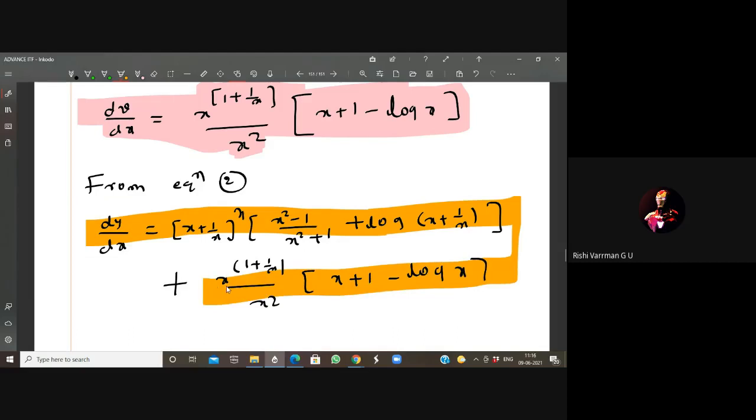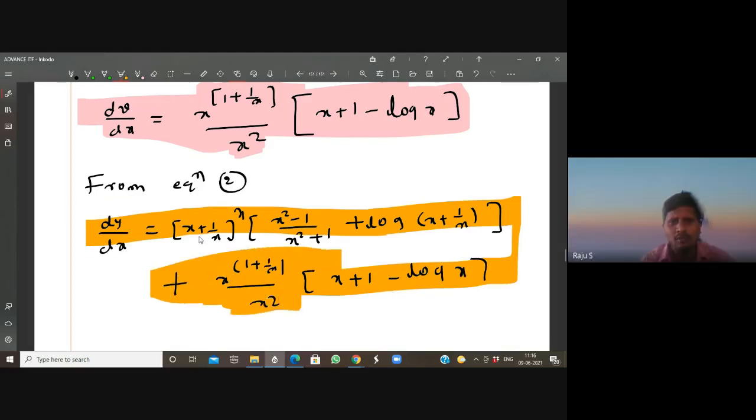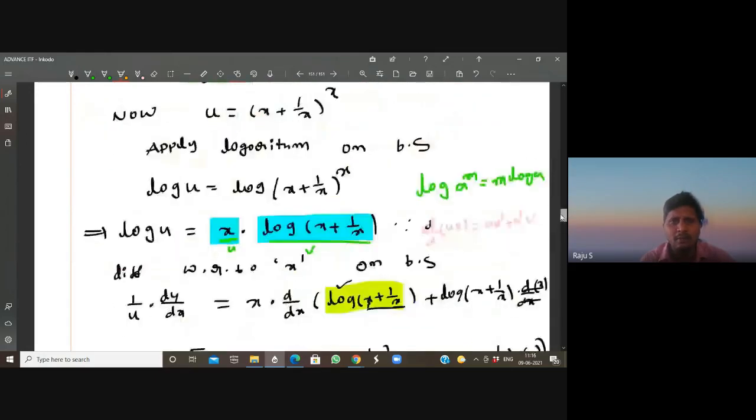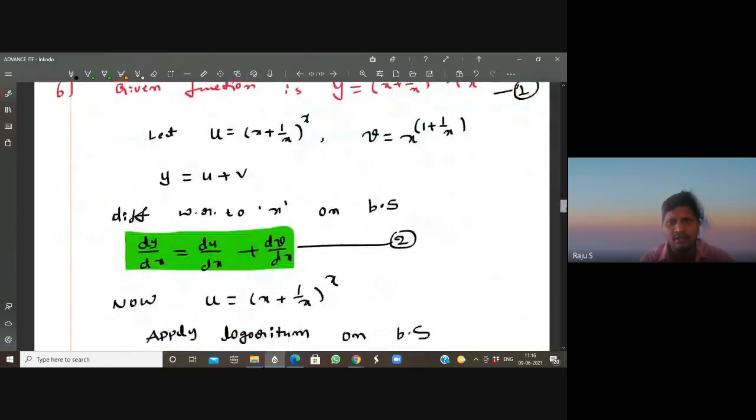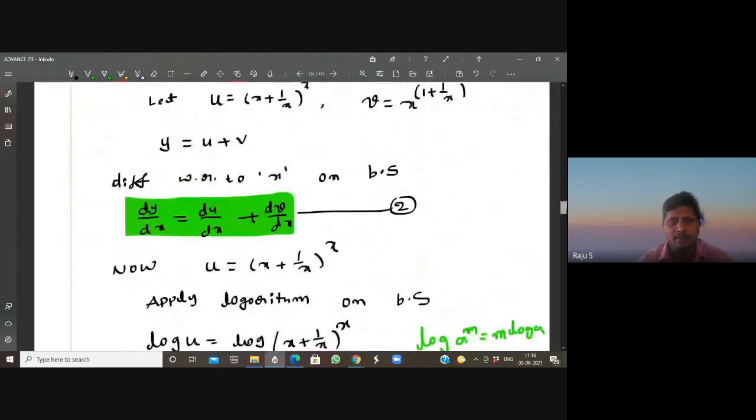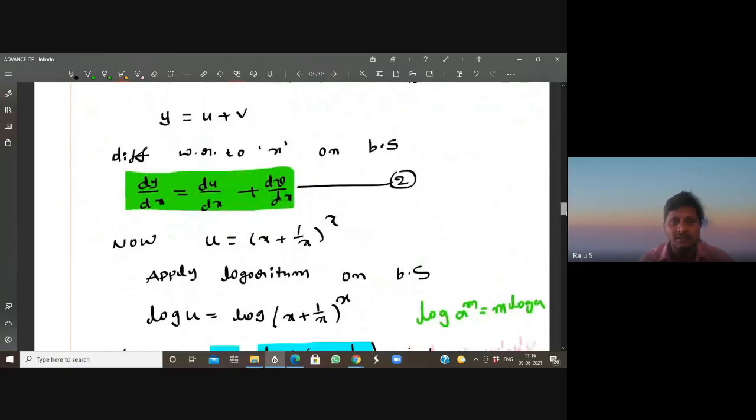No, sir. Right. So every problem you have to do like this. So this is the required derivative. What I have done, this is the sum of two different functions, so we cannot apply logarithm on both sides. Let us consider u and v. Then y becomes u plus v. Then differentiate y with respect to x on both sides. So we get equation 2.